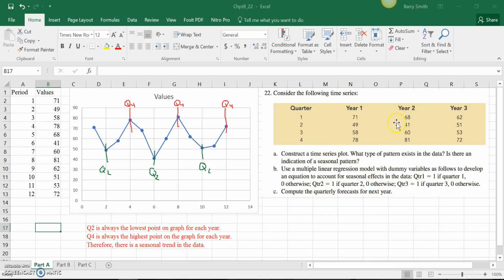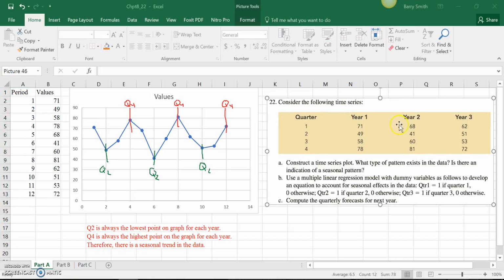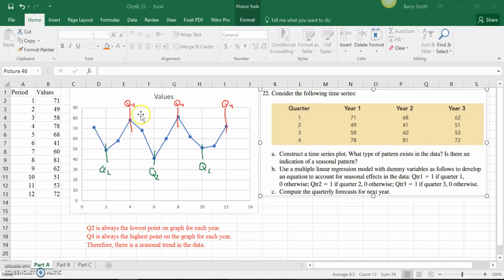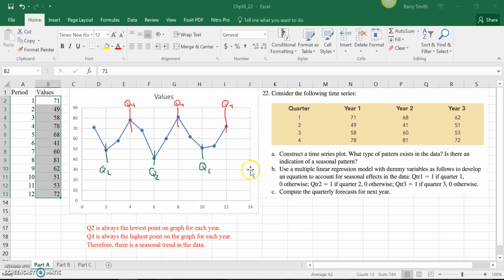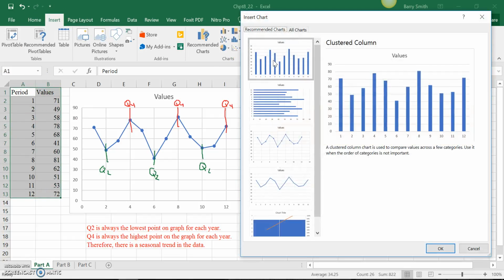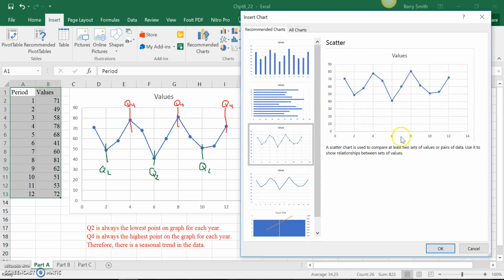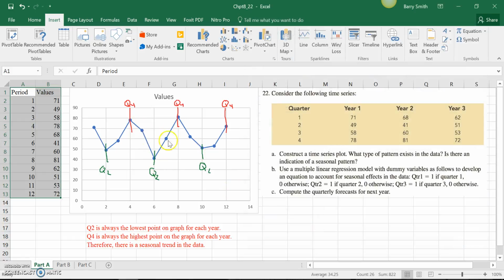So we know how to do the time series, and what I did was change it from how it looks here to a period of 1, 2, 3, 4, 5 through 12, because we have 12 different items here. And then I put the values for each of those points in time. Then I just highlighted this, went to insert, chose the scatter one, and inserted it, and that's how I got my plot.